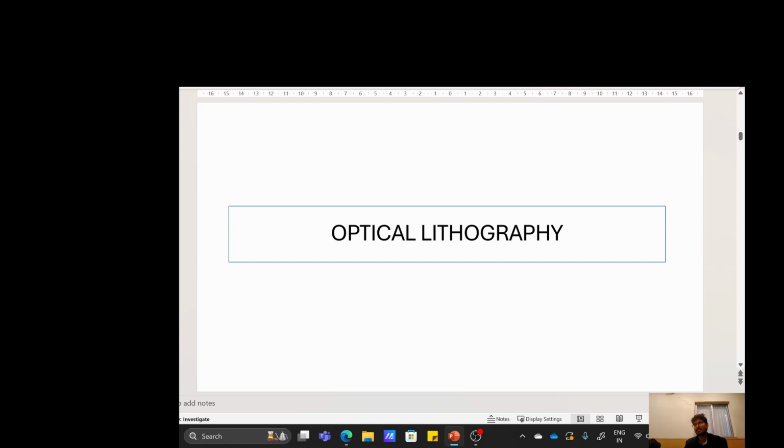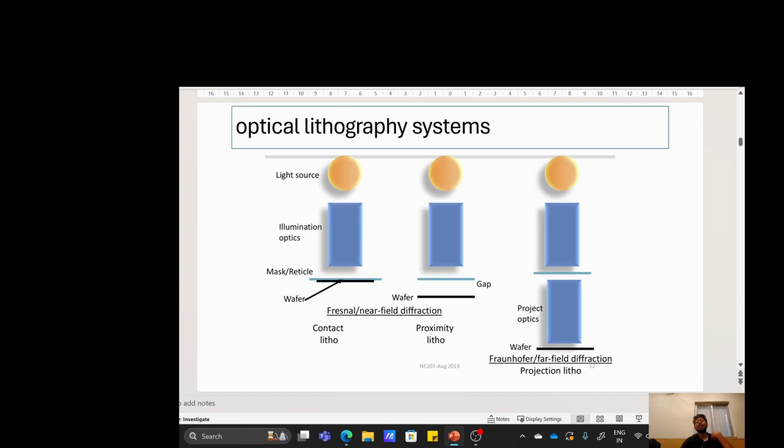How does this process happen? In optical lithography, there are several optical lithography systems.